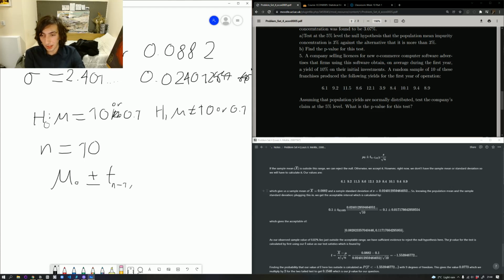And then you've got the alpha over 2. And then you've got the sample standard deviation over root n. And that's going to be how you calculate it. Obviously, we're going to put 0.1 in that place.